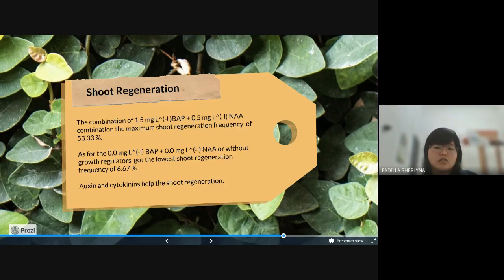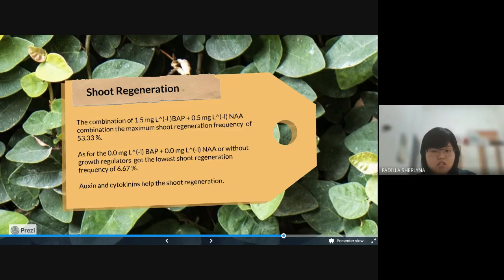For the third combination, 1.0 milligram per liter BAP plus 0.3 milligram per liter NAA was also increased, with 26.67% for the regeneration frequency. Last and the best one was the 1.5 milligram per liter BAP plus 0.5 milligram per liter NAA combination, with the maximum shoot regeneration frequency of 53.33%. Hence, it can be concluded that the higher concentrations of BAP and NAA increase the regeneration rate.